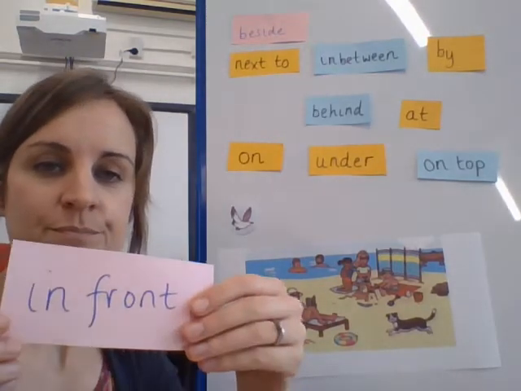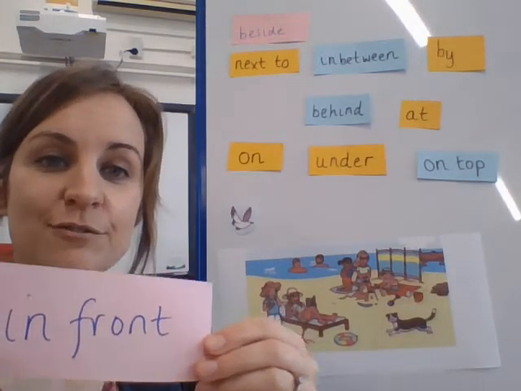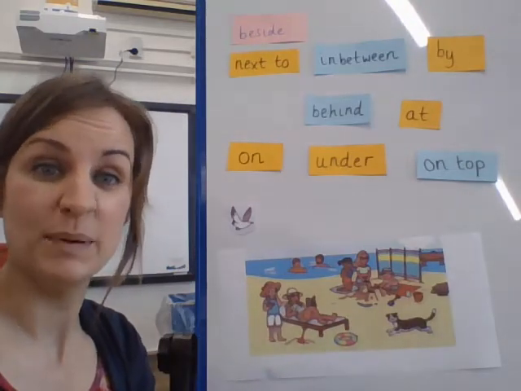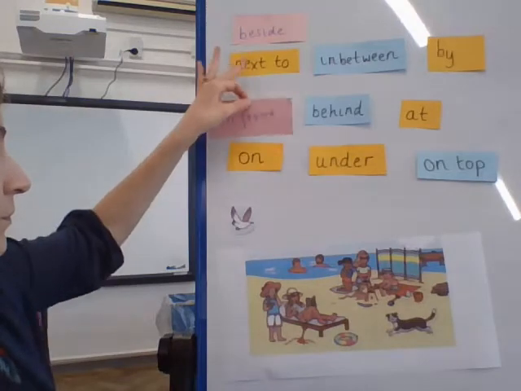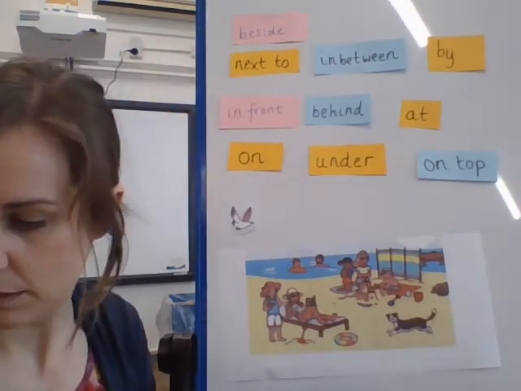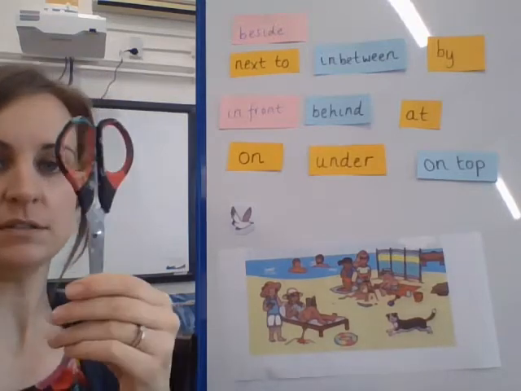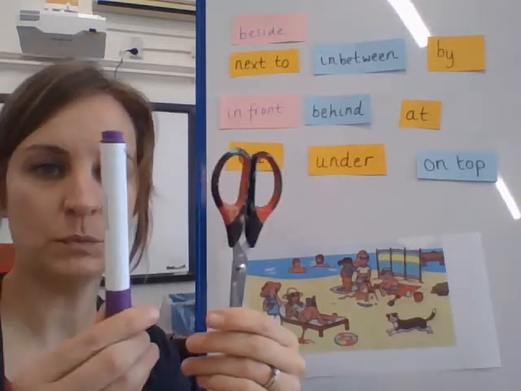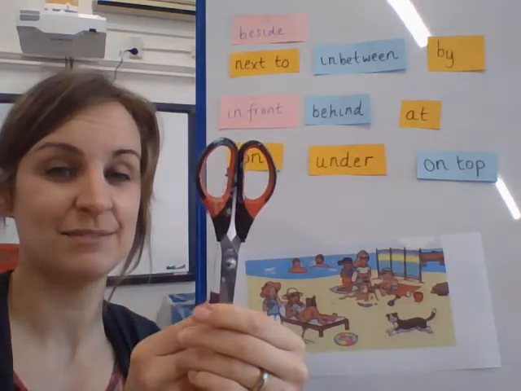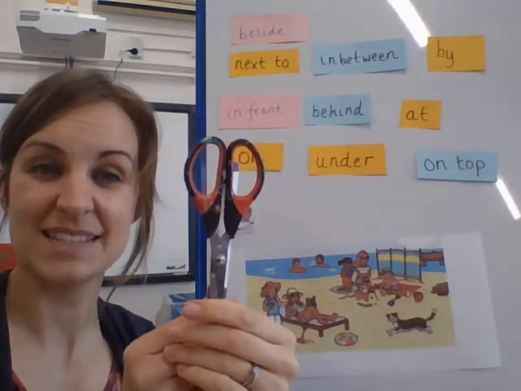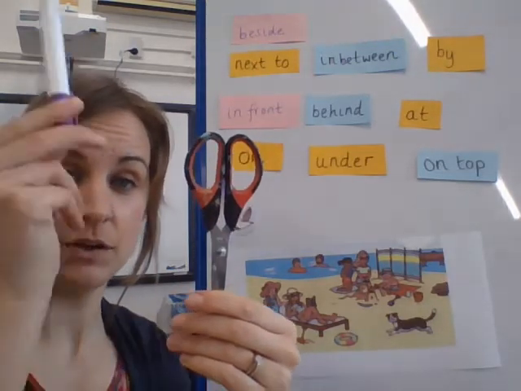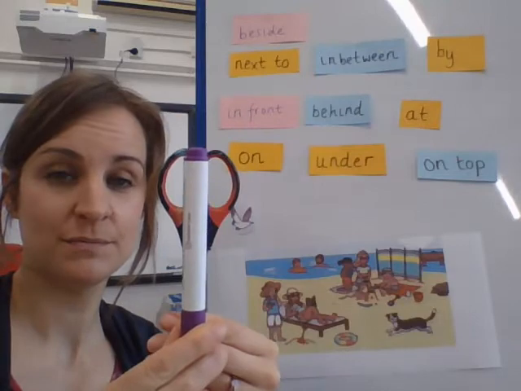Here's the other one. In front. Now, in front means the opposite to behind. So if I give you an example, let me see. Oh, let me borrow these scissors and this pen. There we go. So I'm going to put the pen behind the scissors. So that's behind, isn't it? Now in front of just means the pen goes first. So the pen goes in front of the scissors.